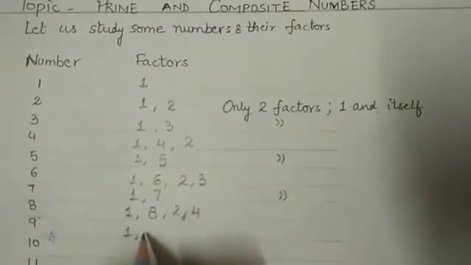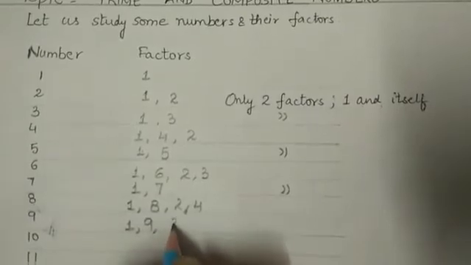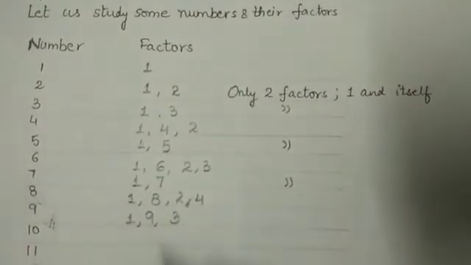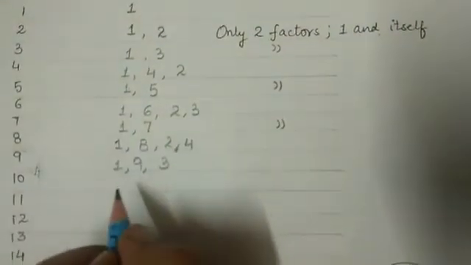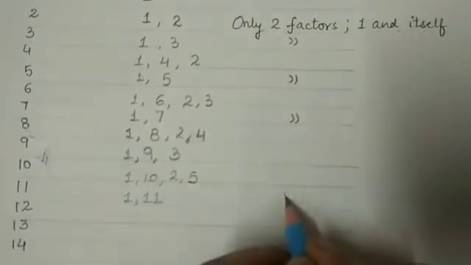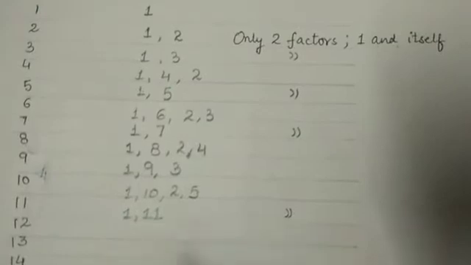Now 9. 1 nines are 9. 3 threes are 9. Right? Now 10. 1 tens are 10. 2 fives are 10. That's all. Then 11. 1 elevens are 11. Odd number, not divisible by 2. Not in the table of 3, 4, 5, 6. So only 2 factors, 1 and itself.